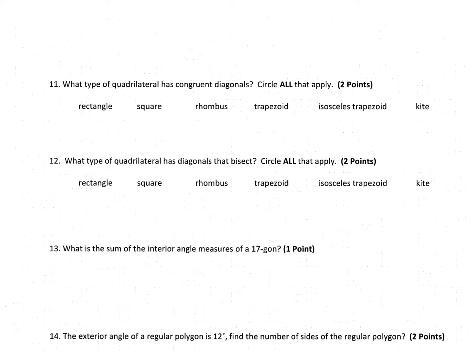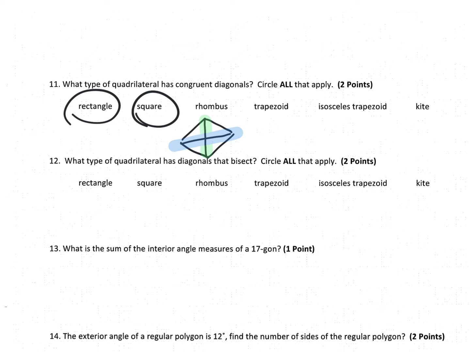All right, number 11. What type of quadrilateral has congruent diagonals? We can go ahead and think about drawing a picture for all of these, but a rectangle will, a square will. If we think about a rhombus here, it's a really poor picture of a rhombus. We can kind of tell that this one right here is a little shorter than that one right there. So they are not congruent.